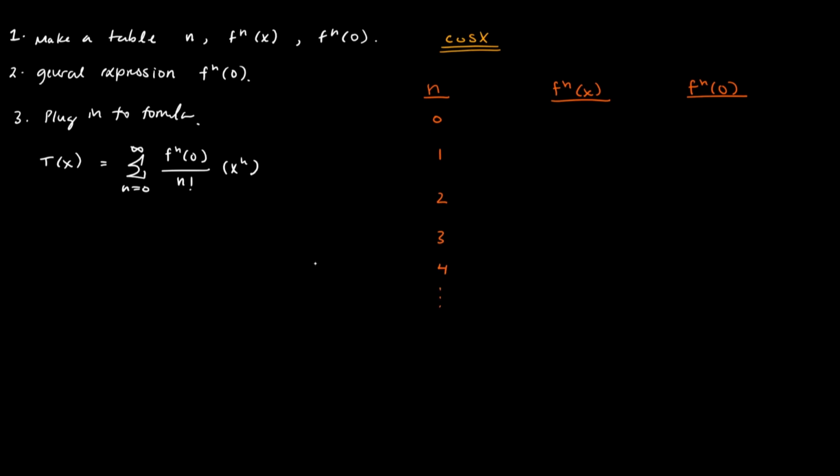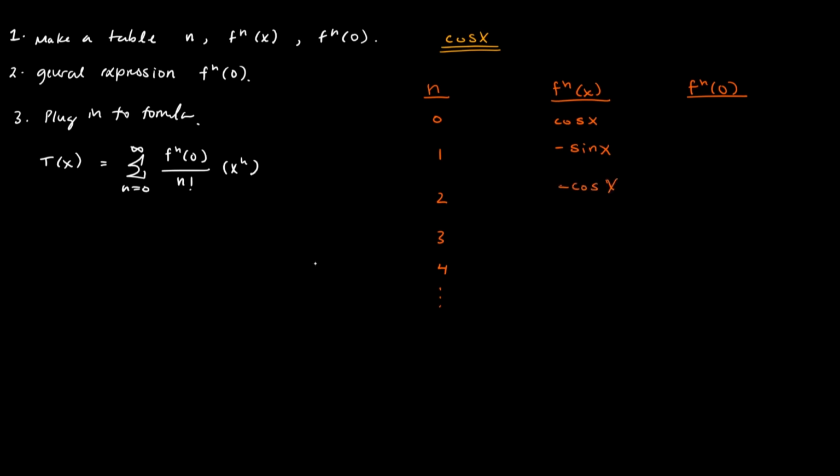And so the 0th derivative of cos x is just the function itself, which is just cos x. We know that the first derivative of cos is negative sine. And then from that, we know the derivative of sine is positive cos, and this is just a constant in front, so we end up with negative cos x as our second derivative.